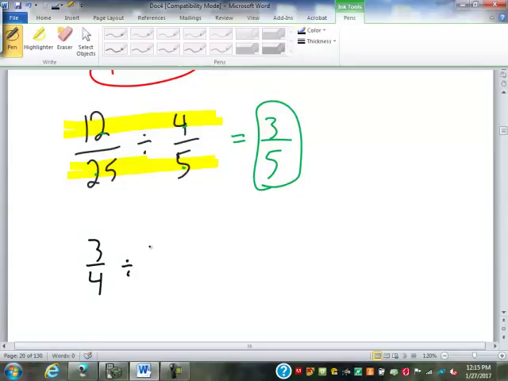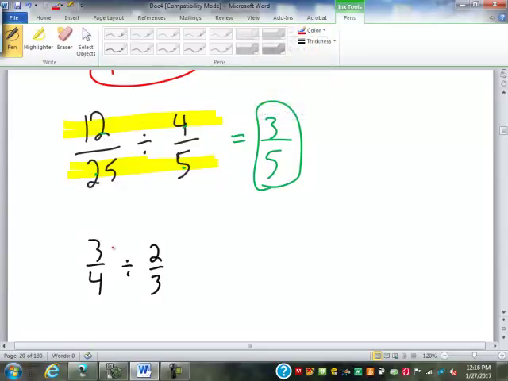3/4 divided by 2/3. If I tried to just divide straight across, it just doesn't work out. 3 divided by 2 is like 1.5. And 4 divided by 3 is either 1.33333 or 1 1/3, however you want to look at it. So it's going to get to be an ugly number.